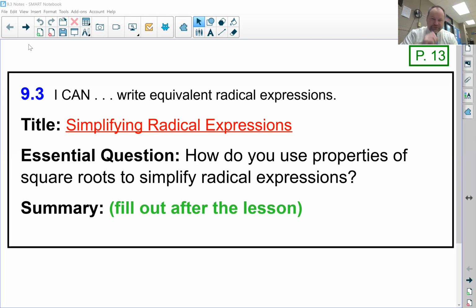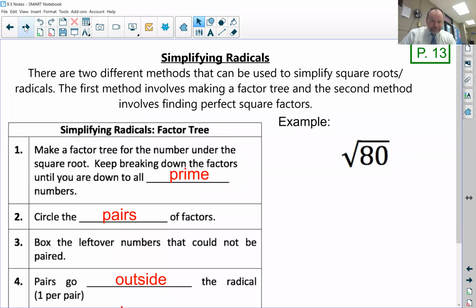Like I said, I will show you two different methods that you can use to do that. Easy for me to say. All right. So this is page 13 of your packet. So if you have your packet, that's where you should be. So two different methods that can be used to simplify square roots and radicals. The first one involves making a factor tree, and the second method involves finding perfect square factors.